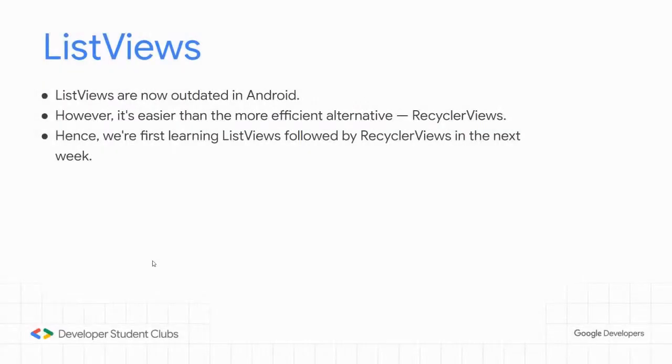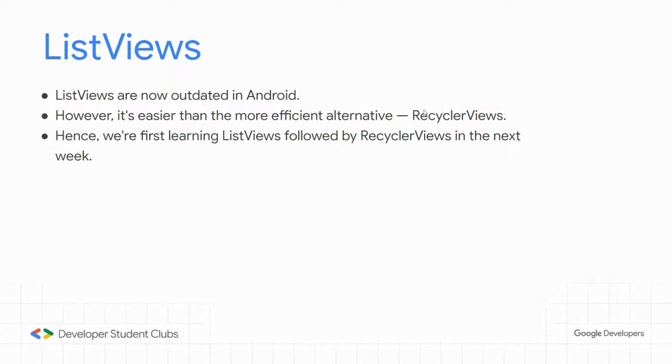List views. As I had mentioned, list views are a way to model lists. However, that's not the most efficient way to do it currently. List views are actually outdated in Android. The more efficient and modern approach to implementing lists is something called recycler views, which is a little complex. And in order to fully understand the depths of recycler views, we have to understand the basics, how this actually began and what the inspiration for recycler views is.